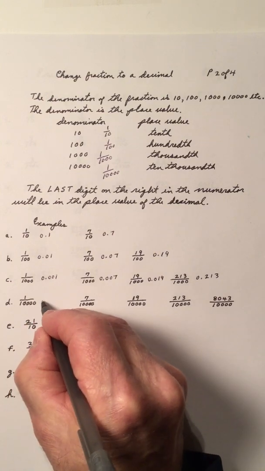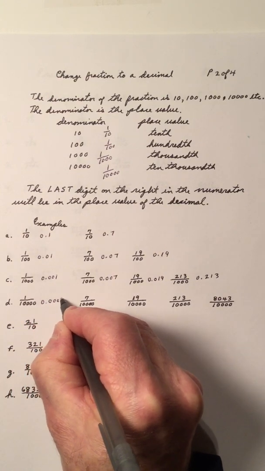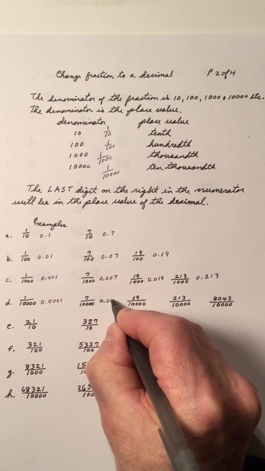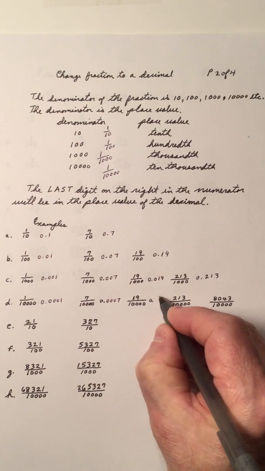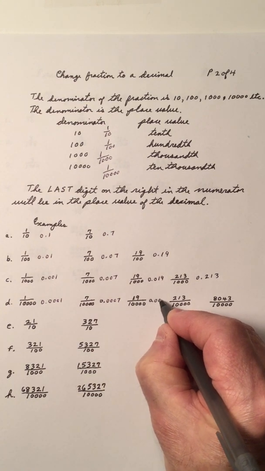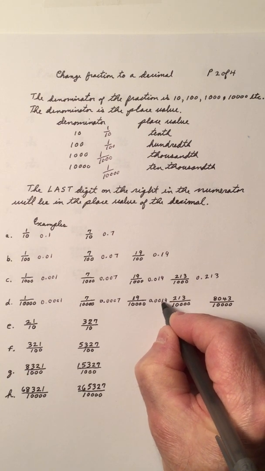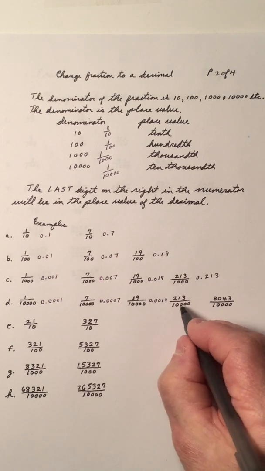1 over 10,000, the 1 goes into the fourth place. 7 over 10,000, the 7 goes into the fourth place to the right. 19, the 9 goes into the fourth place. So if the 9 goes into the fourth place, the 1 must be in the third, so there's no tenths, no hundredths.